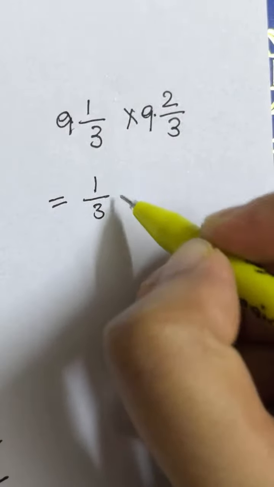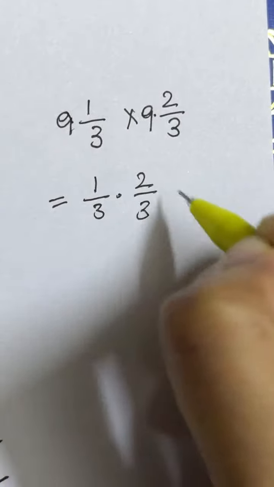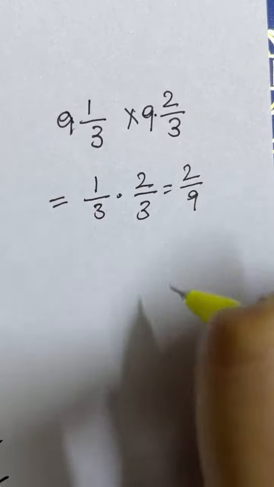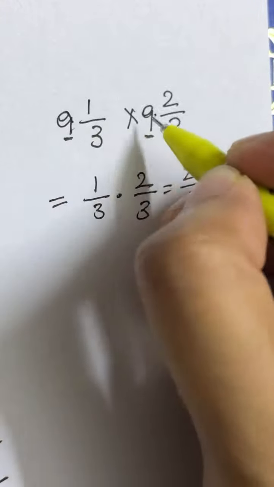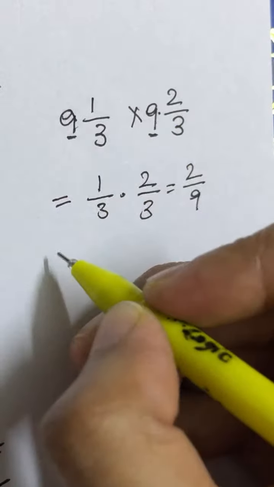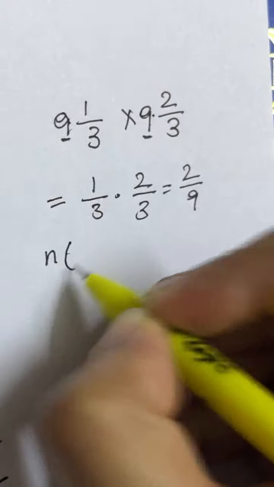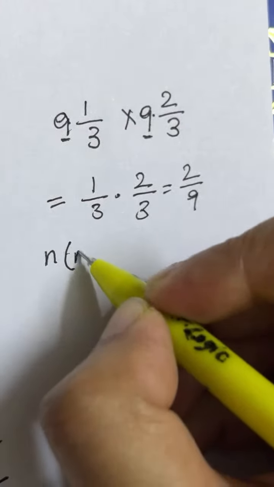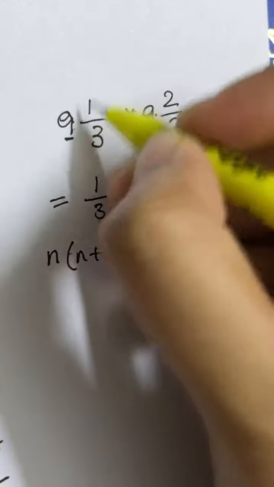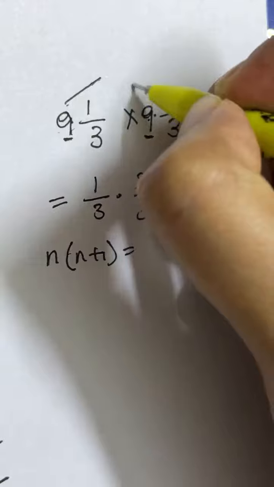First 1/3 times 2/3, that will give you 2 9ths. And now, the whole number parts are same, so I'm going to use whatever your number is. I'm just taking a variable n, so n into n plus 1. My n is 9.